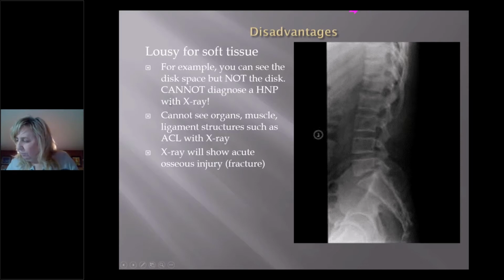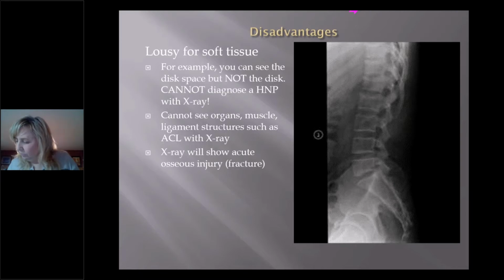So another way to think about this is ACLs. If a person was running, had a sudden deceleration injury, clinically, they're giving you a good history of an ACL tear. If they had a positive drawer test and a positive Lachman's test, you could certainly be concerned about an ACL tear.